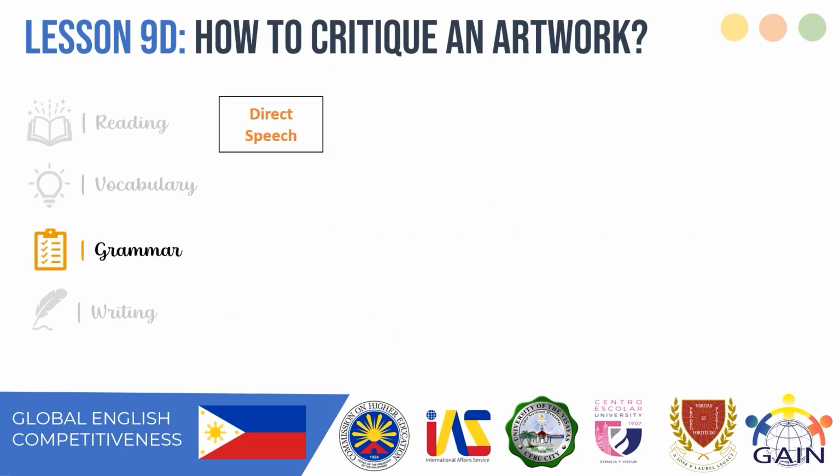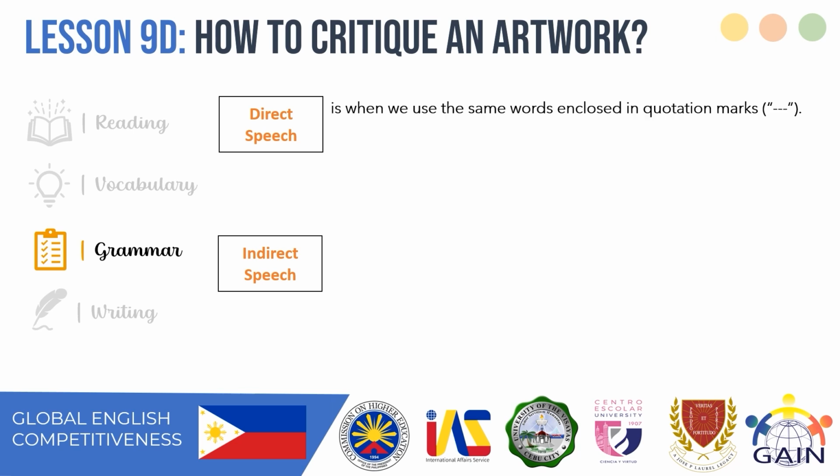Now for our grammar focus, let's talk about reported speeches. Reported speeches are formed with an introductory clause and a that clause. Remember that the verb and time horizon in the that clause change depending on the context of the sentence. First, the direct speech. This is used when we use the same words enclosed in quotation marks.